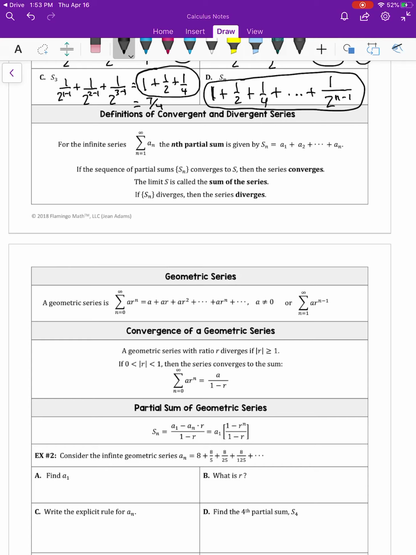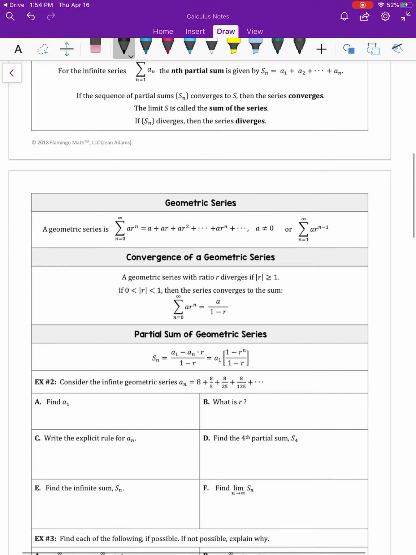So a geometric series is the summation from n equals 0 to infinity of a times r to the n, which would be your a, because that would be r to the 0, and then plus a times r to the 1, plus a times r to the 2, dot dot dot, as long as a does not equal 0. You could also start with n equals 1, and then you would have to adjust your first term, or adjust your r to the power, because you want that first term to be r to the 0, okay? So either way, with n equals 0 or n equals 1, you'll see it different ways.